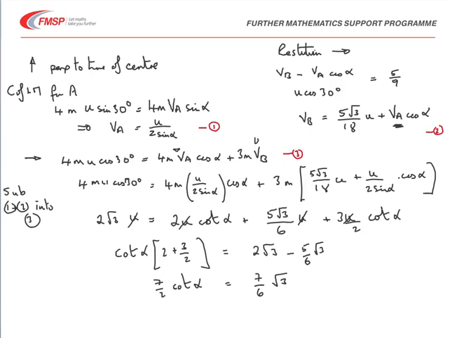Therefore, if we multiply by 2 over 7, cot alpha is equal to root 3 over 3. And you may recognize that. If not, you can use the calculator. Cot alpha is root 3 over 3, then that means that alpha is equal to 60 degrees.